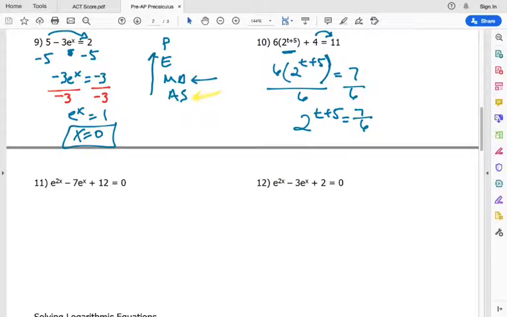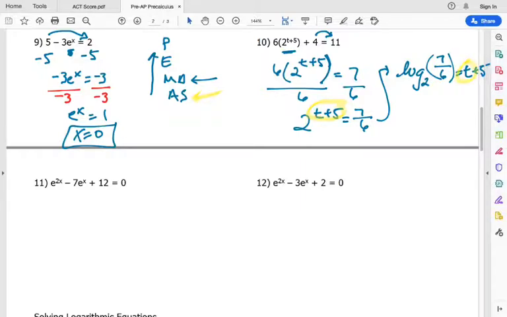Okay, now I'm trying to solve for this variable, and it's in the exponent field, so I have to convert it to a log function. So doing that, I'm going to say log base 2 of 7/6. I'm going to put that in parentheses. And that'll equal t plus 5. All right, and then I'm still solving for t. That's what I'm needing to solve for.